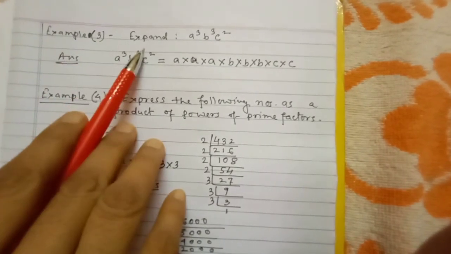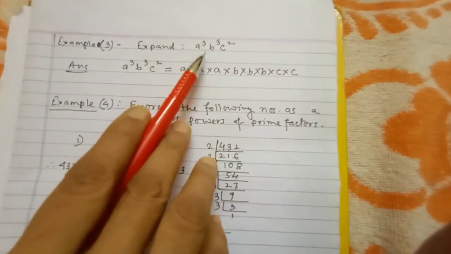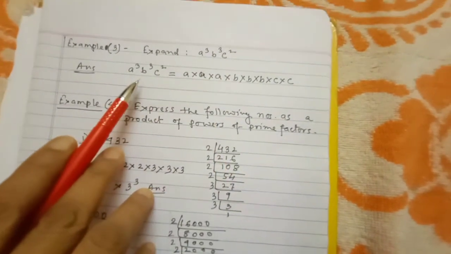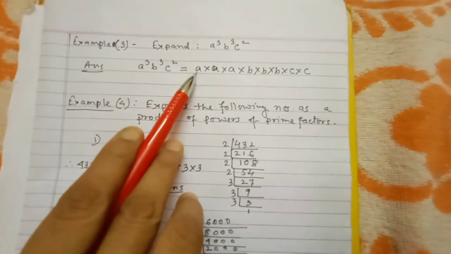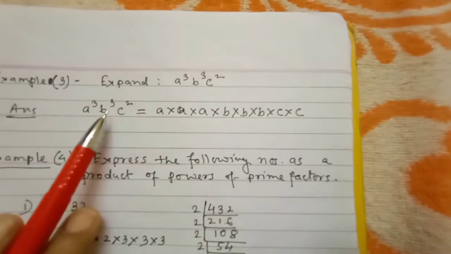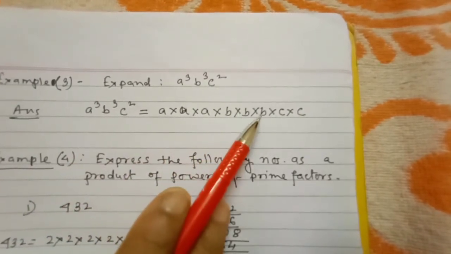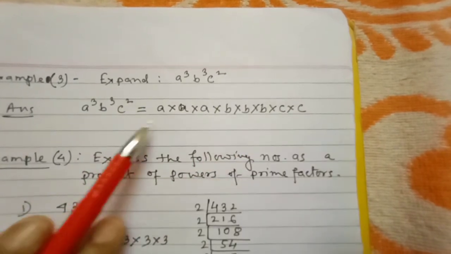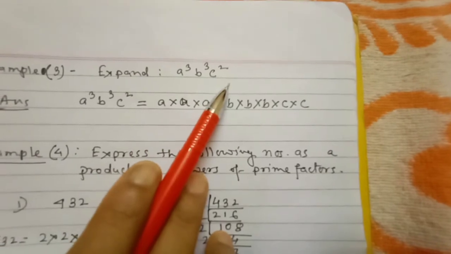Example 3. Expand a cube, b cube, c square. Answer: a cube means a will come 3 times, a into a into a. B cube means b into b into b, 3 times. C square means c will come 2 times, c into c. This is your expanded form of a cube, b cube, c square.